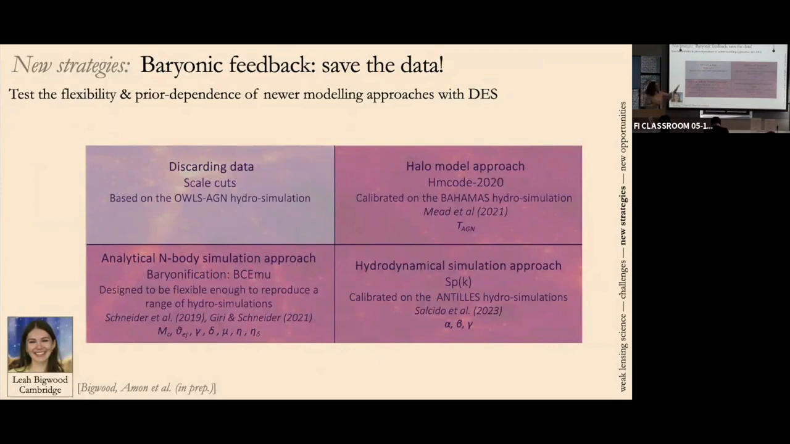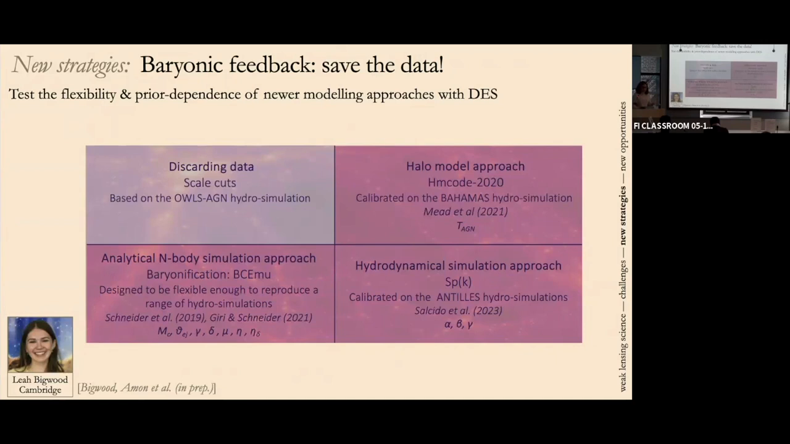So again, it's more flexible than HM code in that it's not calibrated to one simulation, but still has one subgroup prescription. And our favorite model, a priori, is baryonification. And we like this because it's flexible enough to not depend on any single simulation. And it's been shown to reproduce a range of hydrosimulations. And it has 7 free parameters.